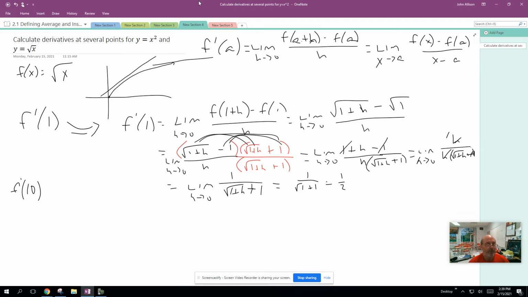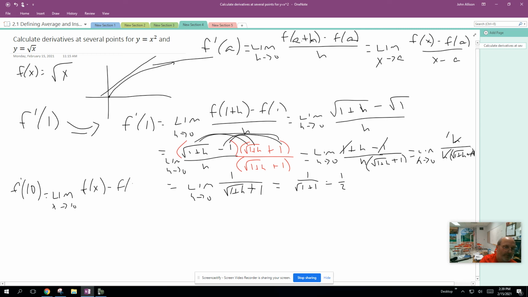So the derivative of f of x equals the square root of x at x equals 1. f prime of 1 is the derivative of f of x at x equals 1. That's equal to 1/2. Now let's use the other definition of the derivative to find f prime of 10. This equals the limit as x approaches 10 of f of x minus f of 10 over x minus 10, which is the limit as x goes to 10 of the square root of x minus the square root of 10 over x minus 10.